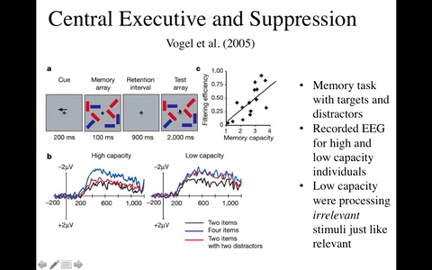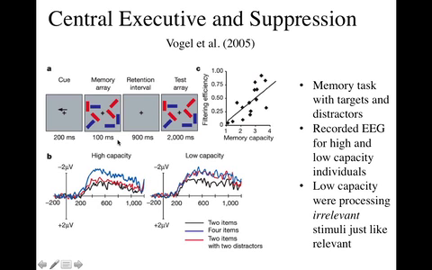This was a recent study, Vogel et al., 2005, where people had to do different kinds of memory tasks. They had to either remember 4 items from a memory array, or they had to remember 2 items from a memory array. What they did was measure the EEG response of regions of the brain that are associated with short-term memory, and looked at how hard those portions of the brain were working when they had to do different kinds of memory tasks. So either a 2-item task or a 4-item task, 4 items or 2 items with 2 distractors.